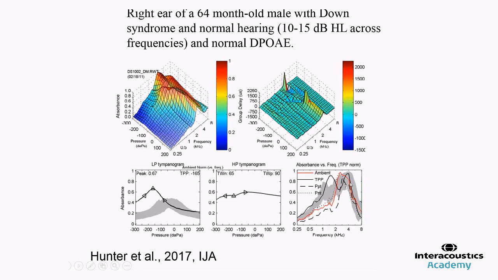So in gray, we have normal absorbance compared to this ear at ambient pressure, at TPP, and then at the positive part of the tympanogram and the negative part of the tympanogram. And what I want to draw your attention to is the difference between the ambient pressure and the TPP tympanogram. So this ear had some negative pressure, even though it was a normal hearing ear. We can see that we get better absorbance at TPP than we do at ambient. So comparing those two will help you to see whether you've got an effect due to negative pressure.